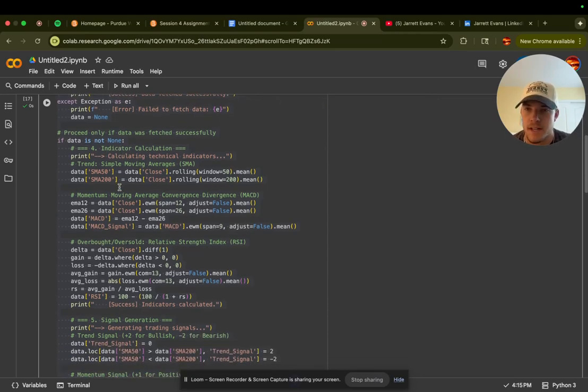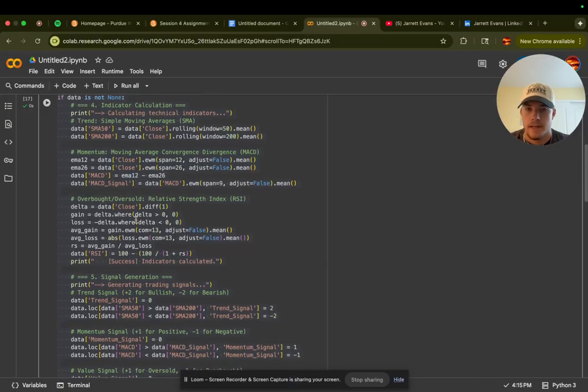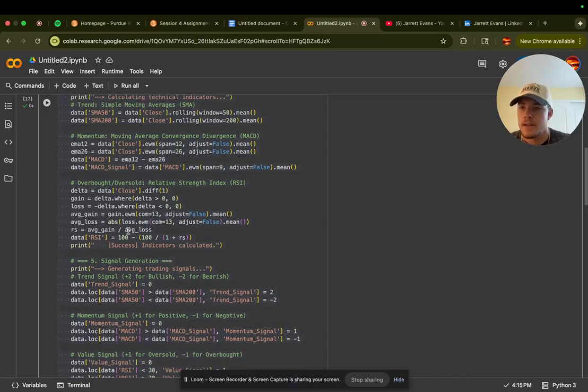The 50-day and 200-day simple moving averages to define the primary trend. The MACD, the moving average convergence divergence, to measure momentum. And then the overbought/oversold indicator, the relative strength index or RSI. So those are going to be our data indicators.